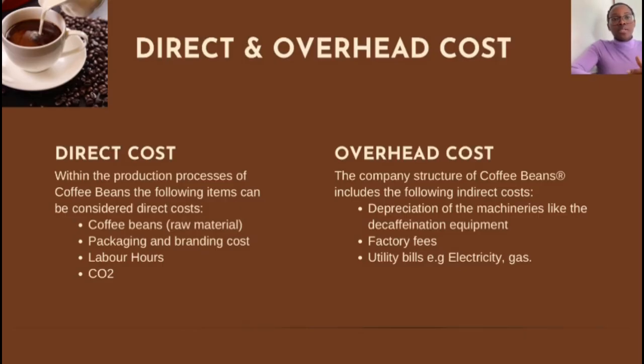Now, speaking of the direct costs, some of the direct costs in our company include the coffee beans themselves, the decaffeination of the coffees, and also packaging. Then moving over to the overhead costs, which are also included in the indirect costs, this includes the depreciation of the machinery used and also the utility bills such as electricity and gas.